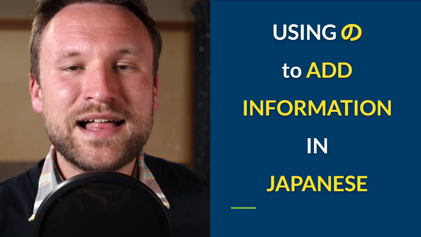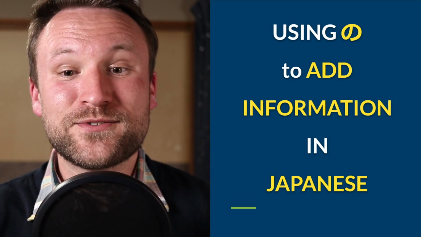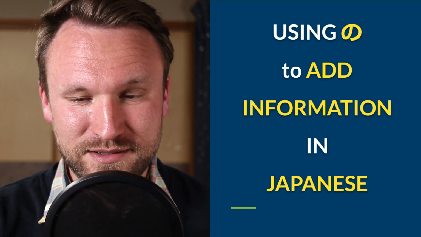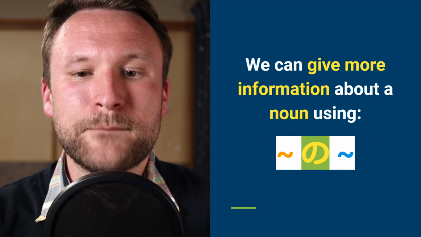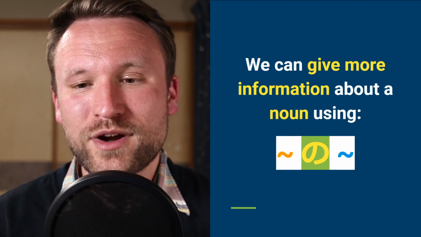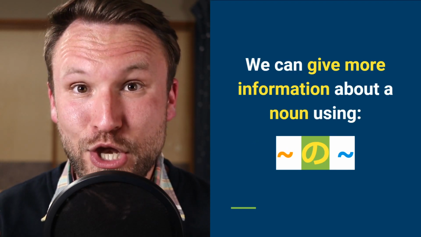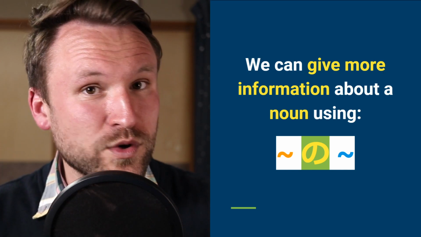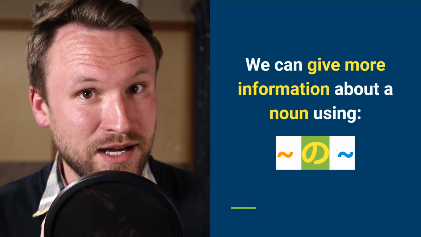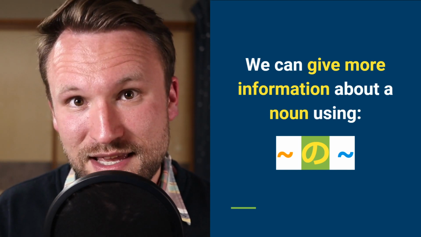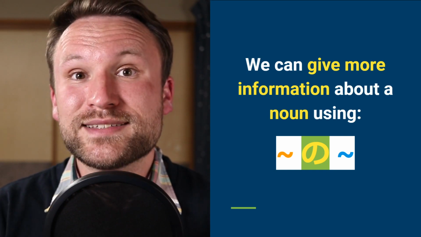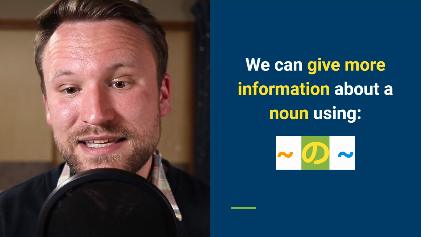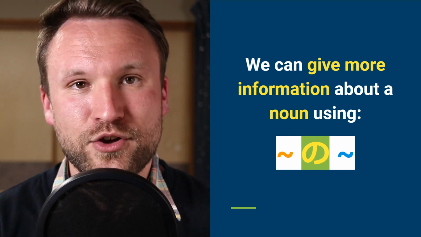So anyway, let's go ahead and jump into the final section of this lesson, which is using no to add information in Japanese. We can give more information about a noun using the no particle. So we've learned 3 particles today, right? We've learned the wa particle, which marks a topic. We've learned the ka particle, which goes at the end of the sentence and marks the whole sentence as a question. And now we're about to learn the no particle, which basically gives more information about another noun.